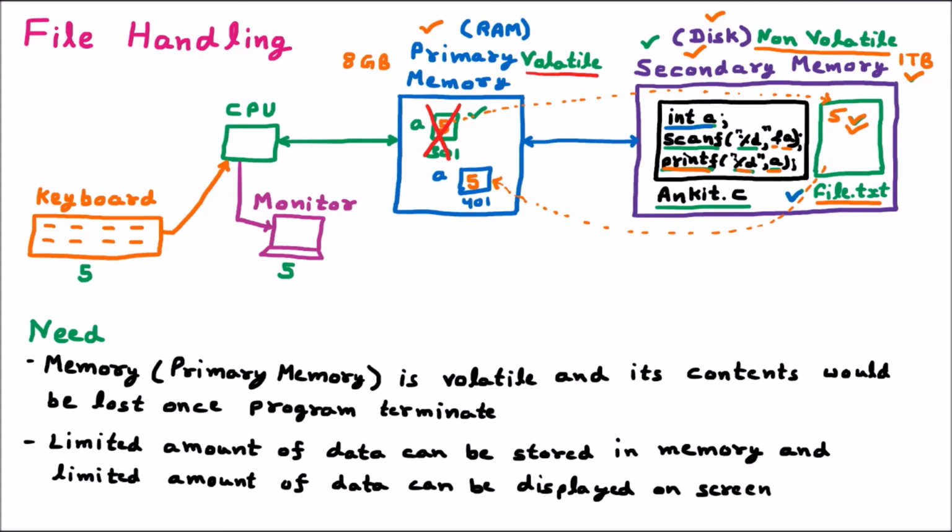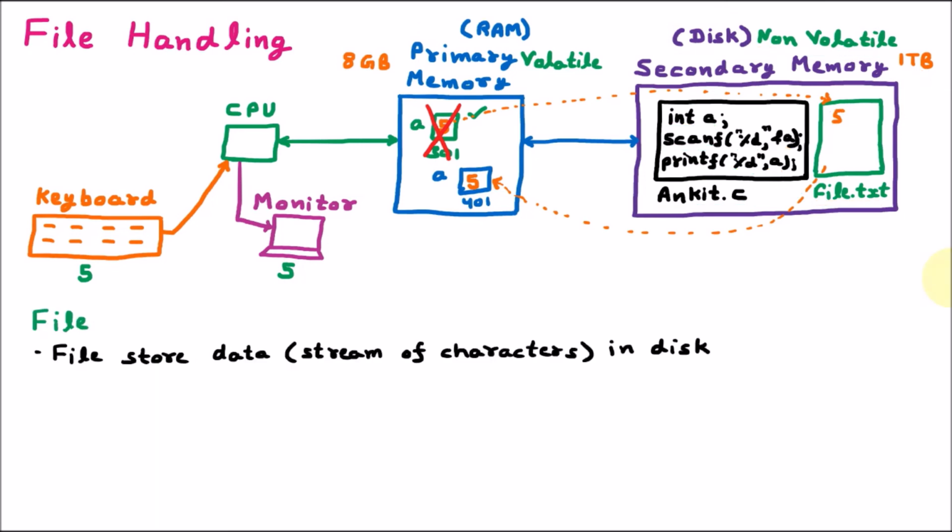So here we have the definition of file: a file stores data, or a stream of characters, in disk. The definition says that it stores data. Data means the stream of characters, so a file can store the characters together, and that is called data. And this data should be stored inside the disk. We know that disk is the secondary memory, which is non-volatile memory. So the file contains data, which is a stream of characters and is part of the disk, that is non-volatile memory. So the data will not be lost.